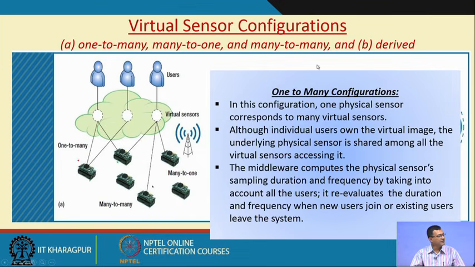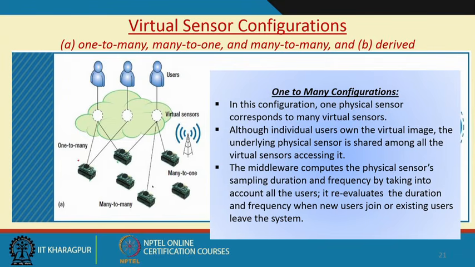So, in the case of many to one to many, in this configuration one physical sensor corresponds to many virtual sensors. Although individual users own their virtual images, the underlying physical sensor is shared among all the virtual sensors accessing it, right. So, it is the middleware which computes the physical sensor sampling duration and frequency by taking into account all the users, and re-evaluates them. The synchronization is ensured by this underlying middleware.